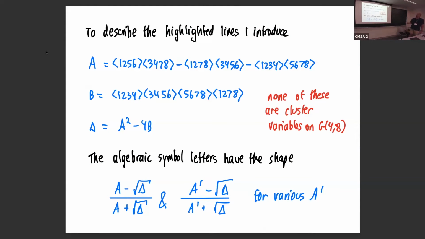Okay, and then I've defined a quantity B, and then I've defined a quantity delta. I'm sorry if that looks slightly like A, but that's meant to be delta, which is A squared minus 4B. And you can check that none of these are cluster variables of Gr(4,8). And the algebraic symbol letters, there are 18 of them.